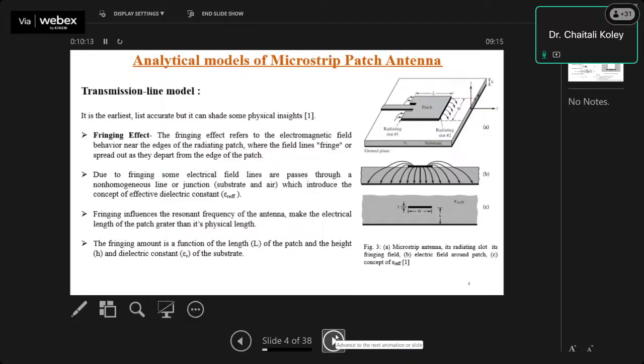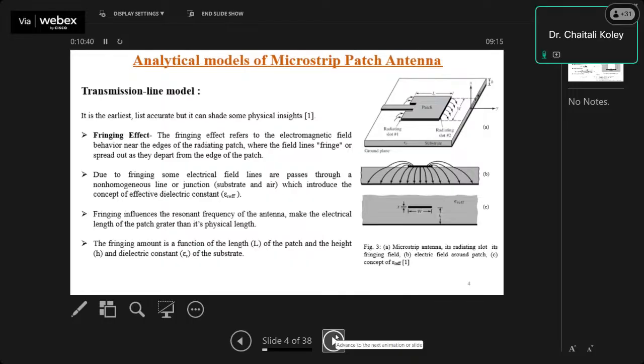So automatically, if the maximum electric field is at the outer periphery of the patch, there is a minimum magnetic field, almost zero magnetic field. So we can consider the four walls as a PMC. That's why we consider the four sides as PMC, and the top layer and bottom layer as PEC. This is the cavity.